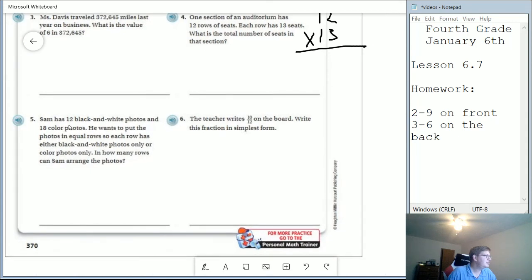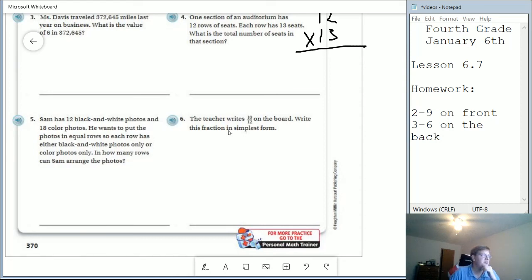Let's see. Number 5, we're doing 12 black and white photos and 18 colored photos. So we want to find a common factor for 12 and 18, or common factors of 12 and 18, to figure out how many different photos we could put in each row.